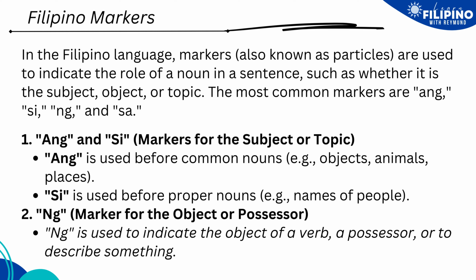Another one is nang. The marker ng is for the object or possessor. It is used to indicate the object of a verb, a possessor, or to describe something. Another one is sa. Sa is a marker for the location, direction, or possessor. It is used to indicate location, direction, or possession.